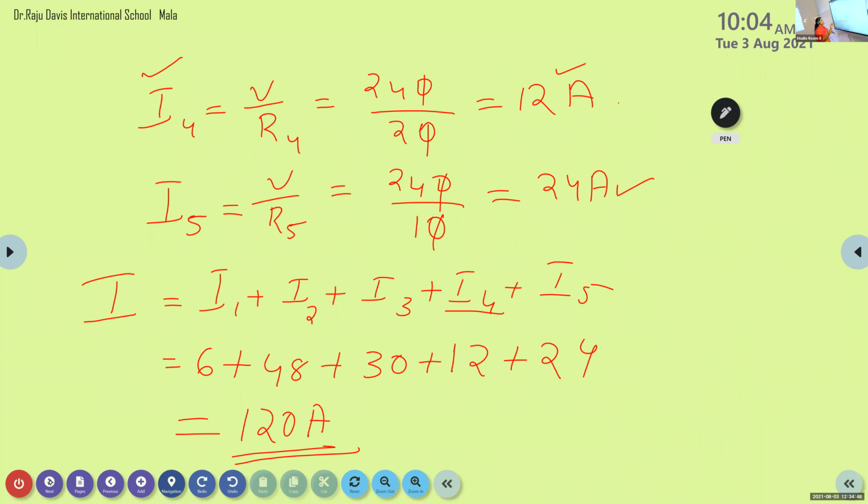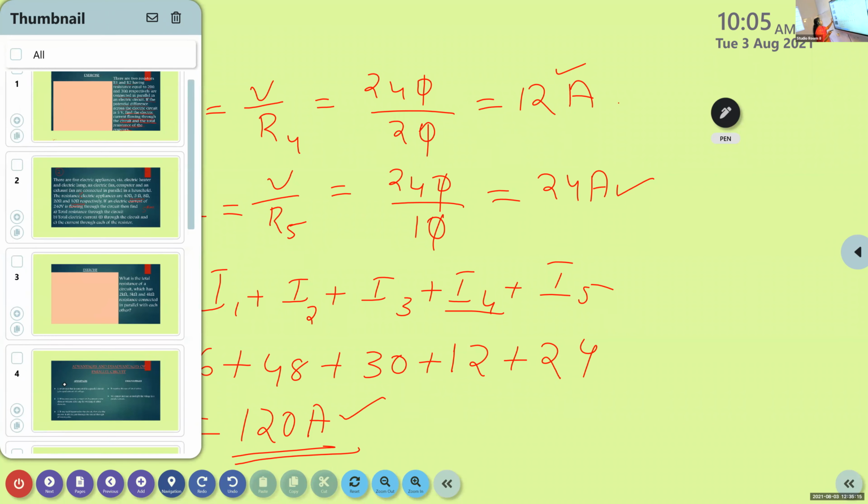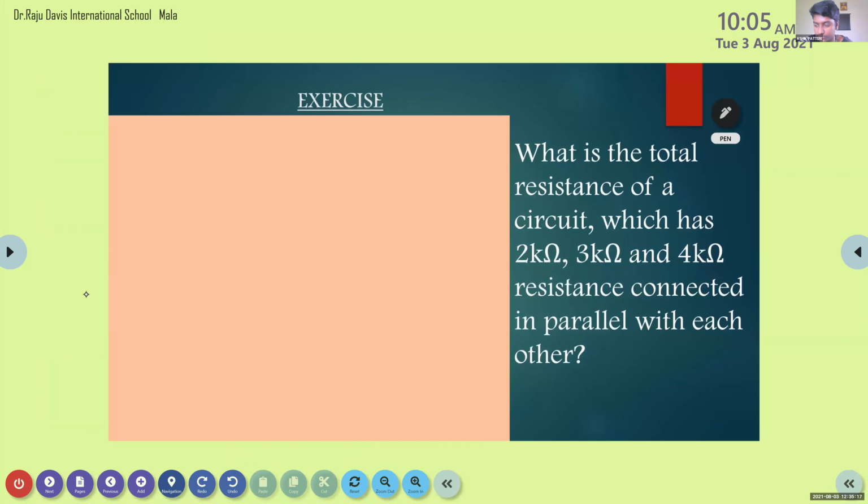Now the third sub question: what is the total current through the circuit? That is I is equal to I1 plus I2 plus I3 plus I4 plus I5, the sum of all the current flowing through the individual resistors. So it is given by 120 ampere. We got it as 120 ampere. Is it clear? Clear or not? Yes, ma'am. Okay.